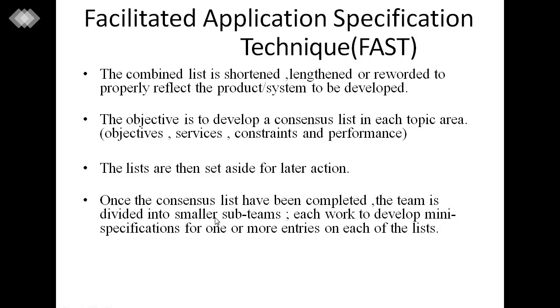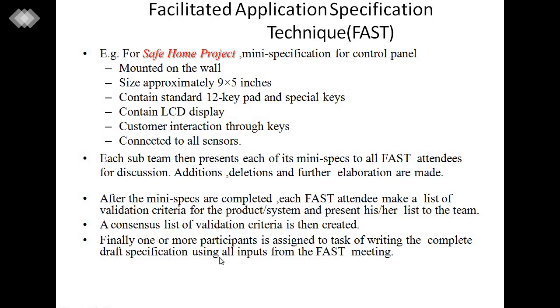Once the consequences list has been completed, the team is divided into smaller sub-teams, and each works on developing a minimum specification for one or more entries on each of the lists. So here is the example we already started in our previous slide. Let's revise once again. Here are some scenarios related to our SafeHome project.